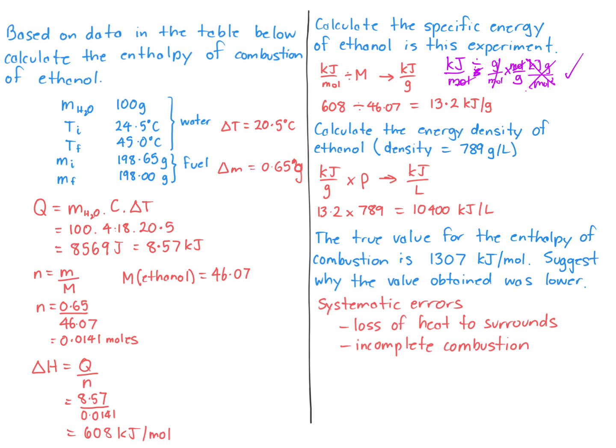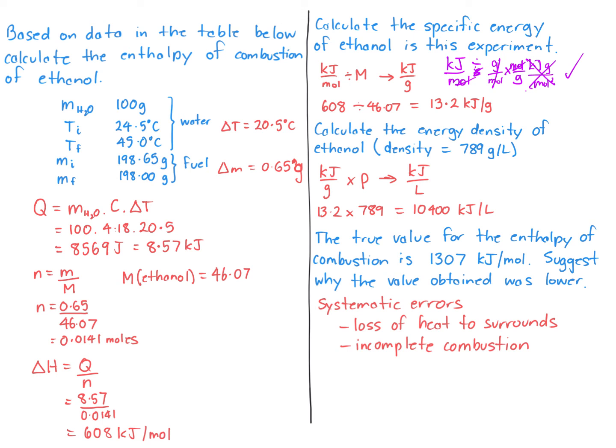Now, the other classic question you get on this experiment is the systematic error question. The true value for the enthalpy of combustion for ethanol is 1,307 kilojoules per mole. Suggest why the value obtained was lower. Well, it would be lower because you had systematic errors, and those systematic errors would have been heat loss to the surroundings. When I do this prac, you'll see not all the heat will get transferred to the water. Some of it will heat up the container that the water's in. Some of it will be lost to the surroundings.